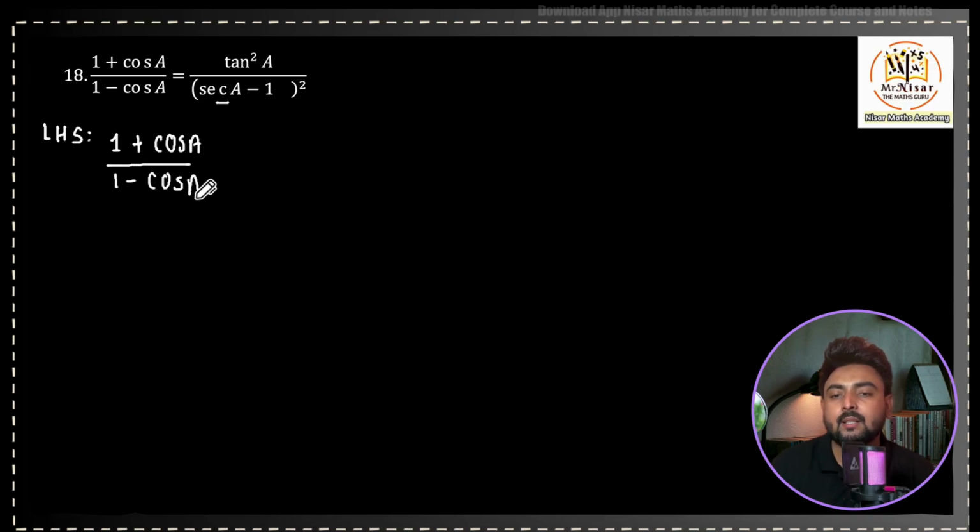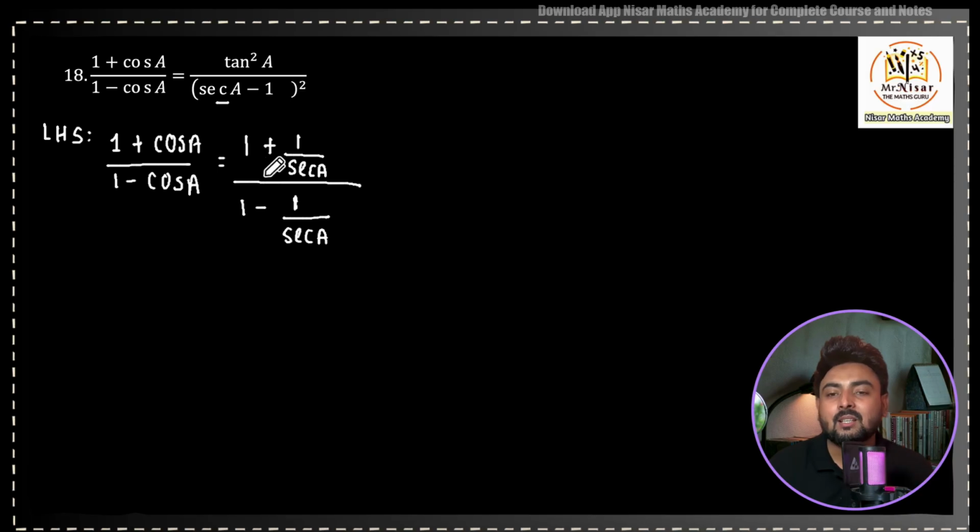This is the left hand side. Now as I said, you have to convert this into sec. So cos is a reciprocal of sec, so cos A is equal to 1 by sec A. Here 1 minus cos is the reciprocal of again sec, 1 minus 1 upon sec A. Yes, now what I can do here, again here the denominators are not same, we'll cross multiply.